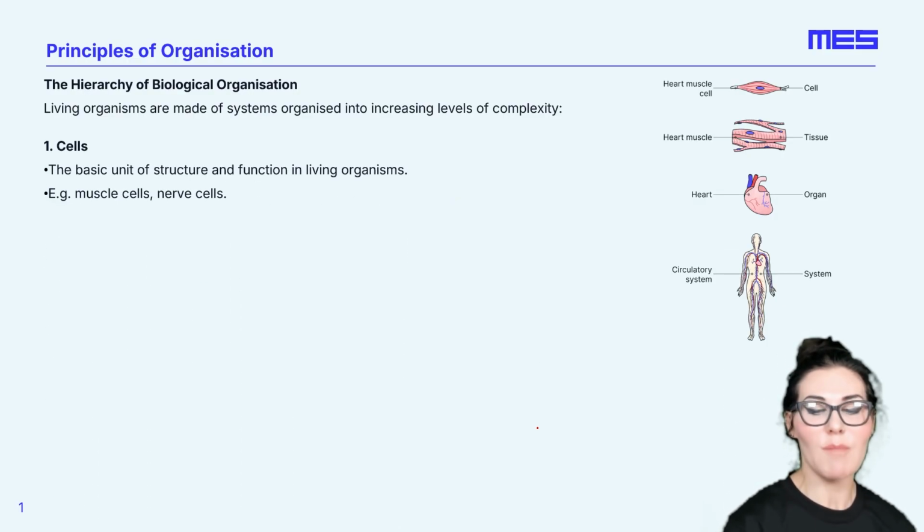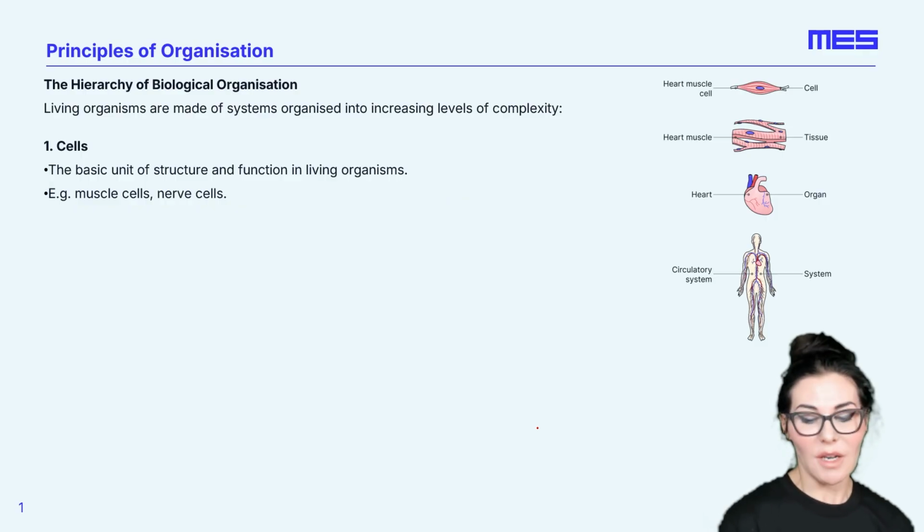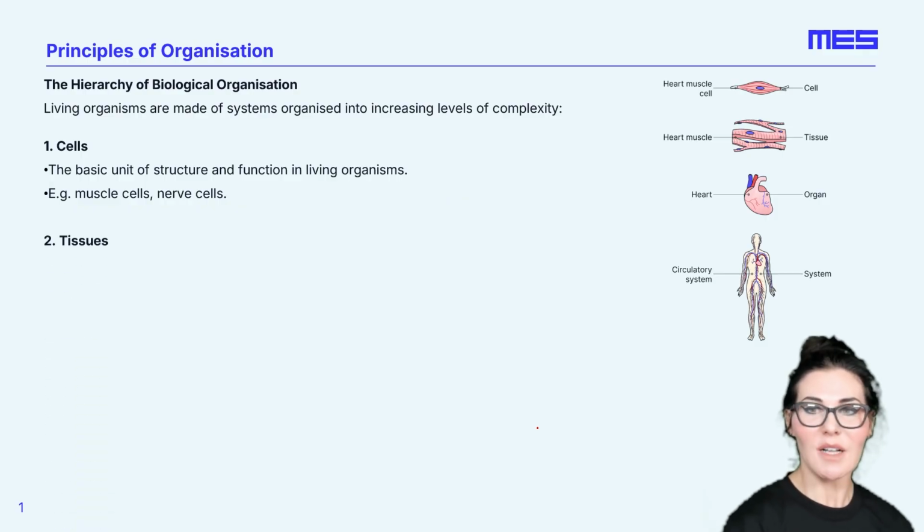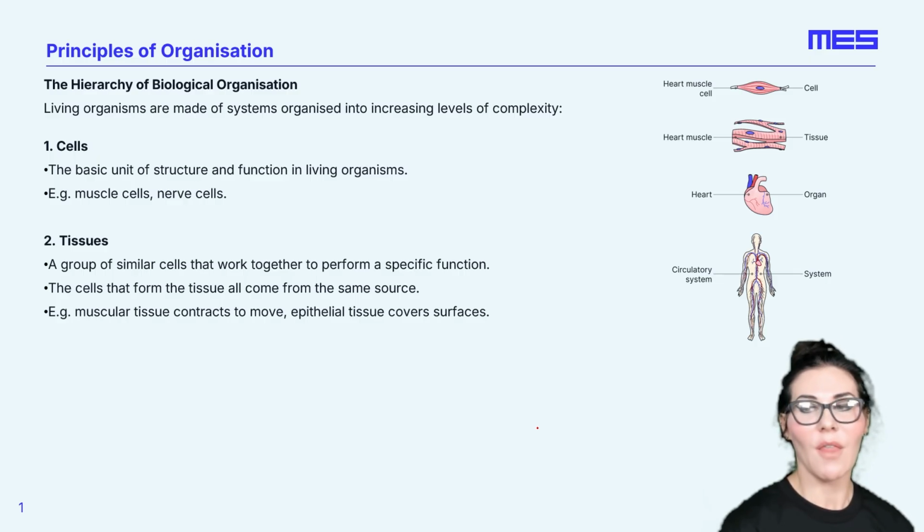We'll start with the basics. Cells. What are cells? Remember that cells are the basic units of life, and they are the basic unit of all living organisms. And we have lots of different specialized cells, like muscle cells, like nerve cells. But when cells that are similar in structure work together and also carry out a specific function together, we then call that level of organization a tissue. Typically, muscle tissue will contract to bring about movement, as a good example.